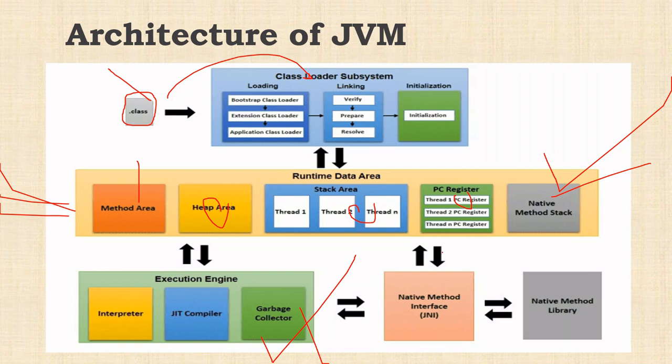So this will be the high level architecture of the JVM. We have the native method interface and native method libraries. Okay, so this is the high level architecture of the JVM. It is easy to understand the JVM architecture, but it is not required.